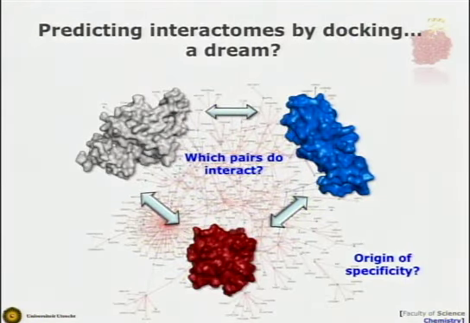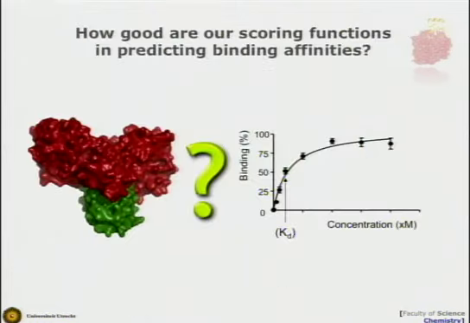But we can ask a simpler problem instead of going to the complete interactome. Given 3 proteins, can we predict which pair does interact? We would think this is a much simpler problem, but it is still a question that we cannot really answer from a computational perspective only. Or the origin of specificity.